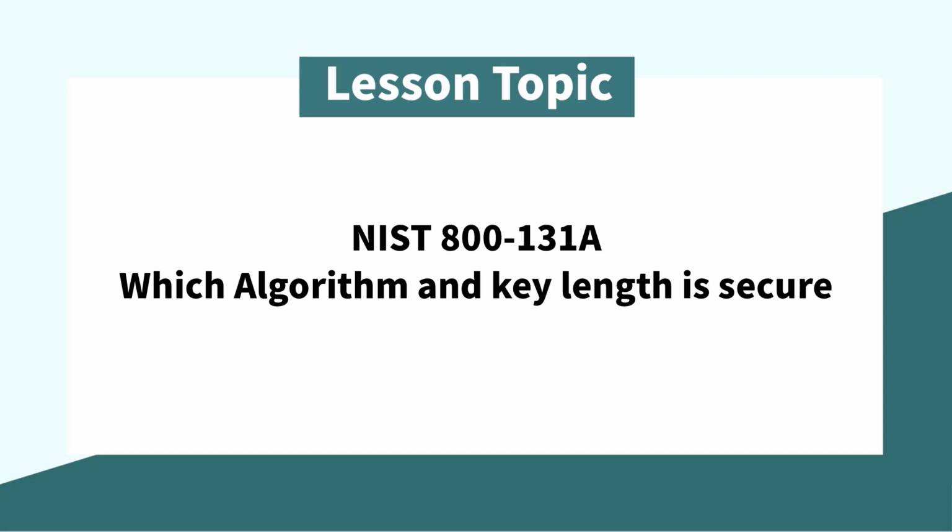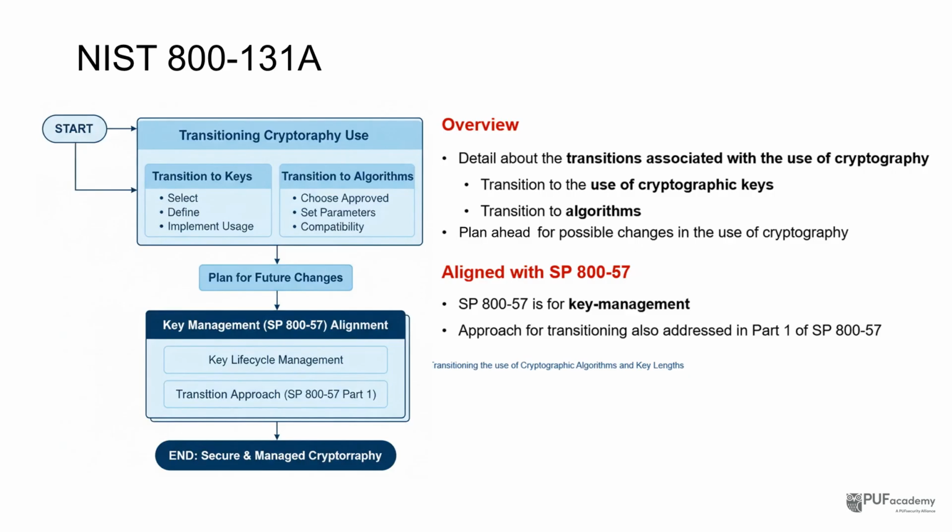In this chapter, we're going to look at the rules and standards for algorithms and key lengths, NIST 800-131A. These rules directly connect to what we discussed earlier, especially about CAVP. What is NIST SP 800-131A? It's a guideline for transitioning to stronger cryptographic standards to ensure data security.